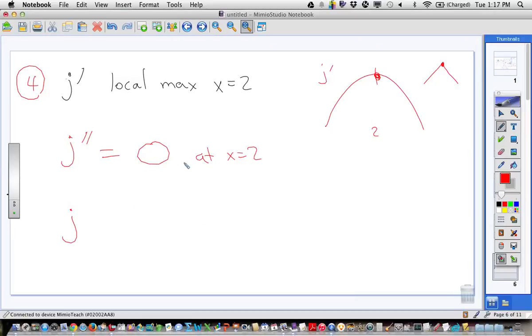What about J? If J prime is a local max, what's that tell you about J? Inflection point at x equals 2. Not a possible, but an inflection point. Because if J prime is going up and then going down, look over at your chart, that means you're switching those two columns, so you're switching the concavity of J. So that's an inflection point at x equals 2.